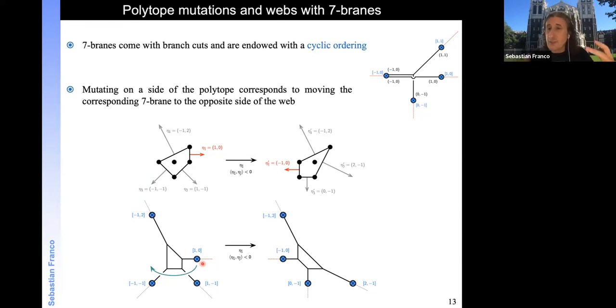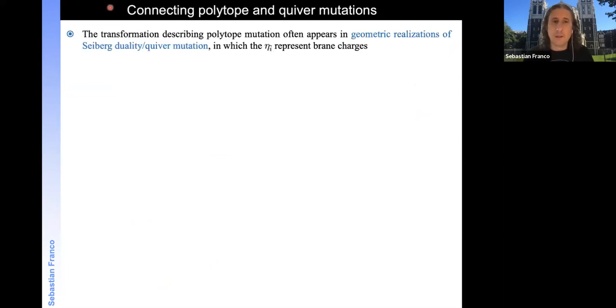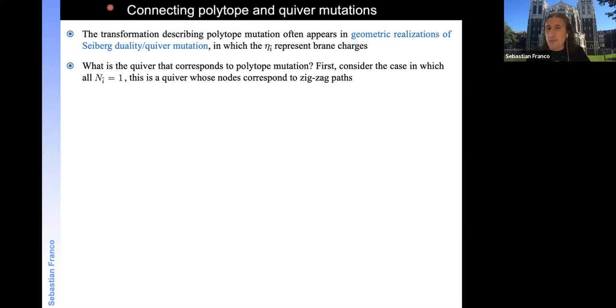So you see that we're already connecting this polytope mutation to something that seems to be useful. And now we come to connecting the 2 things. The transformation that describes the polytope mutation appears in geometric realizations of Seiberg duality, quiver mutation. So what is the quiver that corresponds to the polytope mutation? You can think about it. You can first consider the case in which all the edges have multiplicity 1.